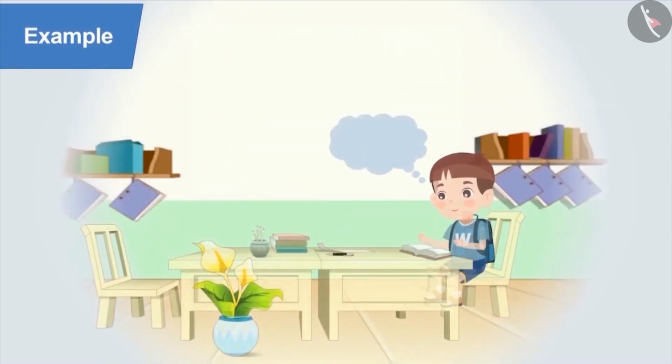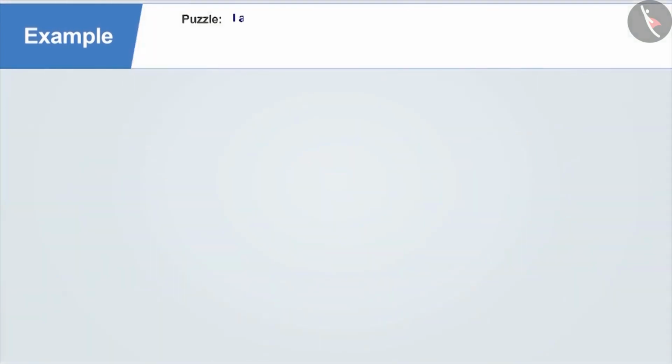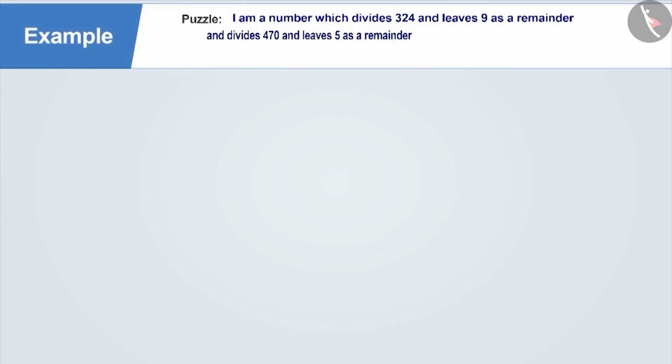Next example. Harsh loves to solve puzzles. One day, he found a puzzle in a book. The puzzle was: I am a number which divides 324 and leaves 9 as a remainder and divides 470 and leaves 5 as a remainder. He got 15 as the solution. Can you tell whether he's correct or wrong?